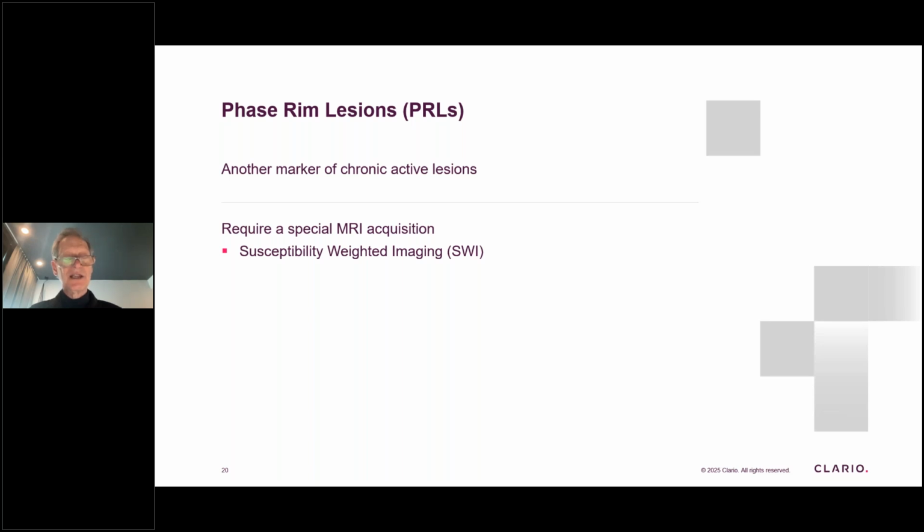Unlike these slowly expanding lesions, it requires a special MRI acquisition in order to detect or to be sensitive to subtle changes in phase at the circumference of these lesions. And this is called susceptibility weighted imaging. It measures magnetic susceptibility, or the magnetic field gradients, really, at the edge of these lesions.